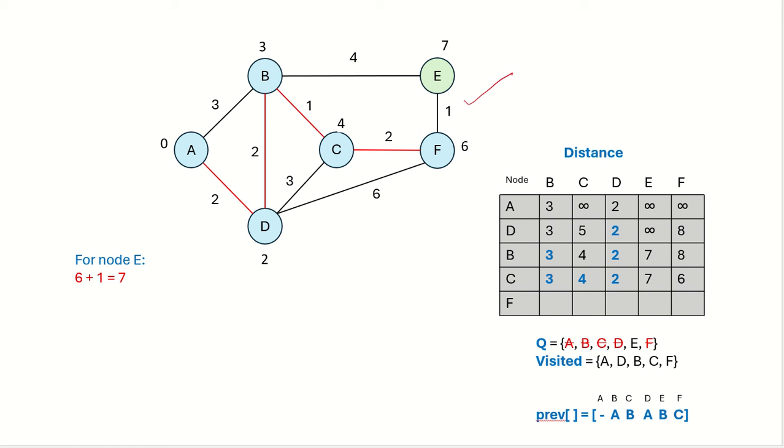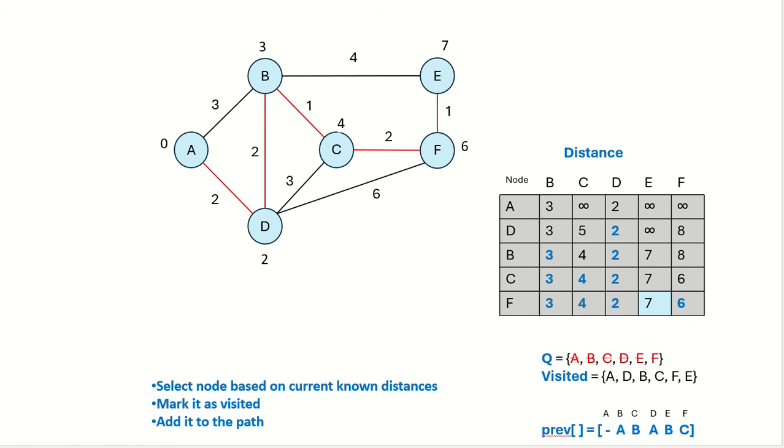So from F to E, we have this edge. 6 plus 1, is it less than 7? It is equal to 7. So we need not update the distance of E. We have marked F as visited, and for E, the previous node does not change.